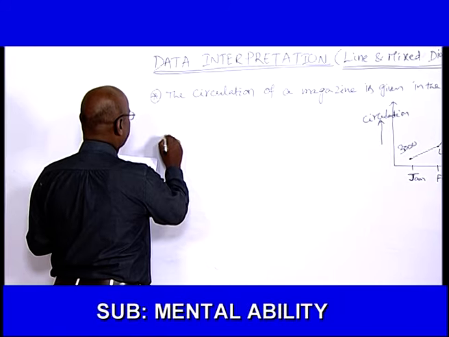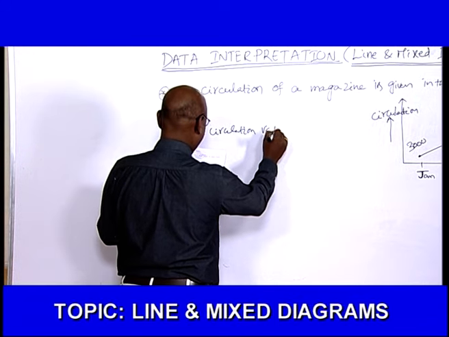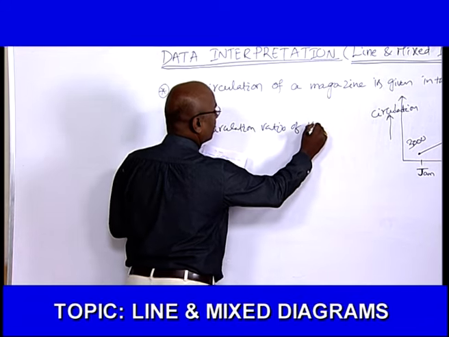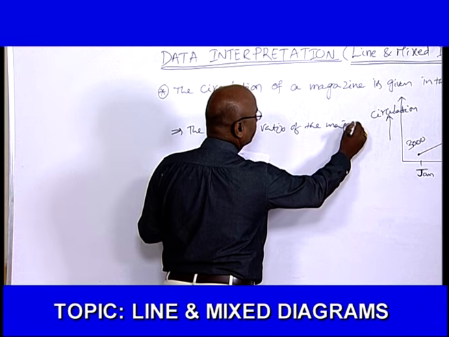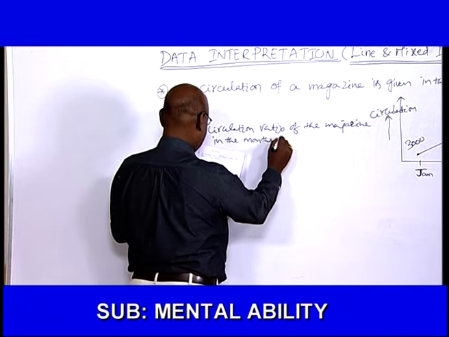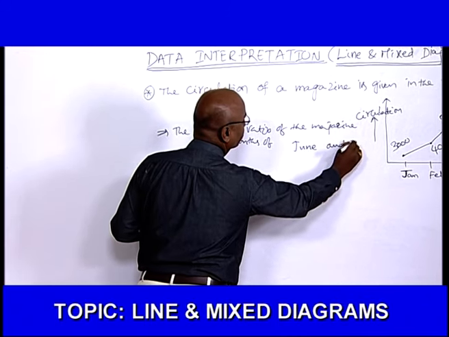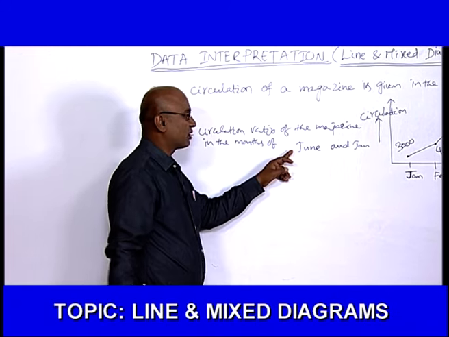The circulation ratio of the magazine in the months of June and January. So what is the circulation ratio in these two months?